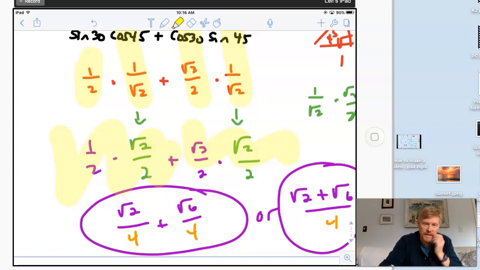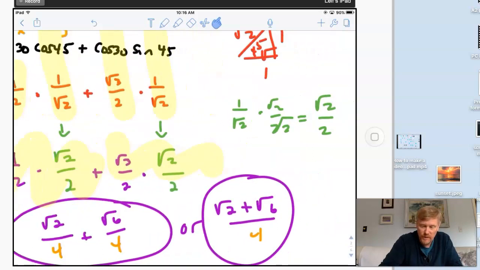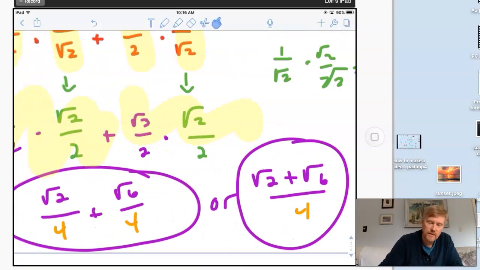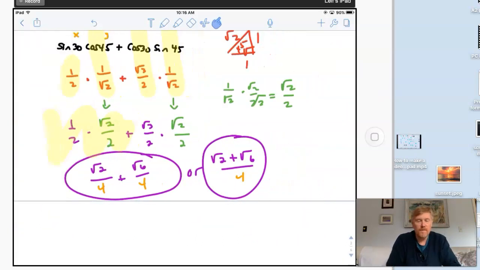So you can either leave it like that as square root of 2 over 4 plus the square root of 6 over 4, or you can add the numerators together and keep it over the same denominator. That is fine too. Any of those are just great. And that's your answer. All that work for that.